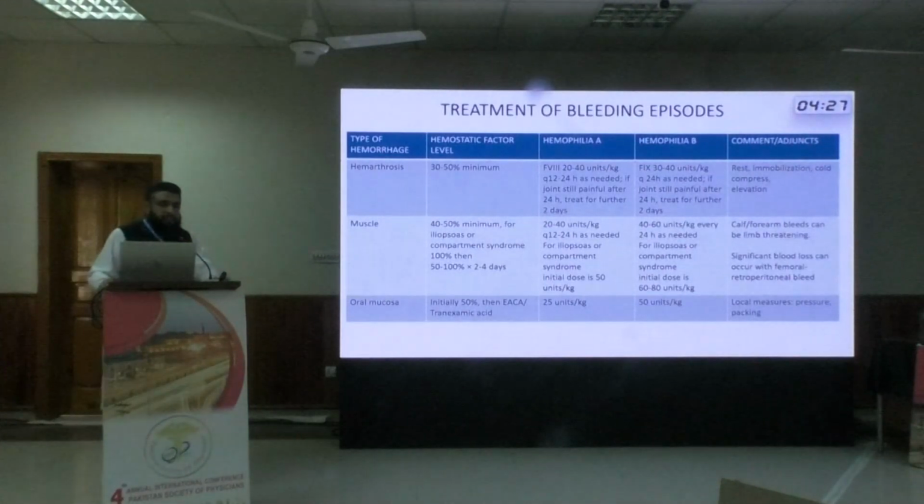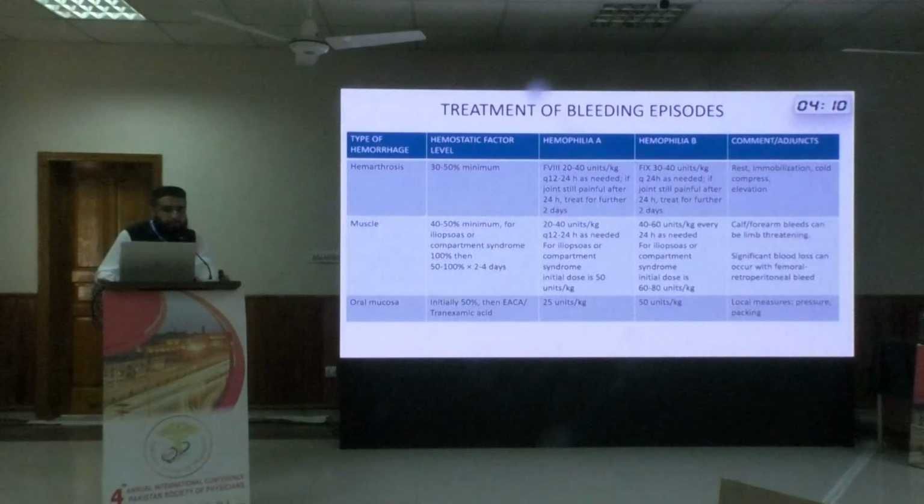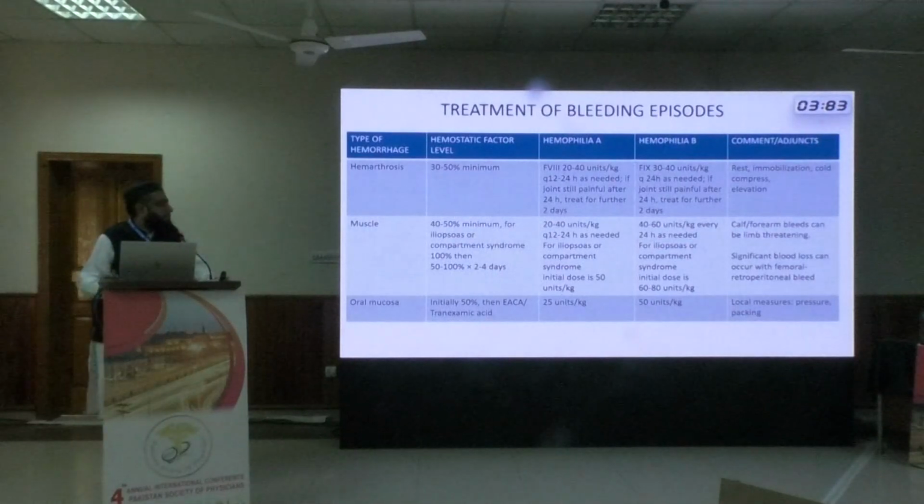In muscle bleeds, the serious part is that if the bleed is into a compartment like the forearm, calf, or iliopsoas, it can be limb threatening. So these patients should receive immediate factor 8, and the level should be maintained for 2 to 4 days in severe cases. In oral mucosal bleeds, local therapies like pressure, bandages, and packing can be done along with antifibrinolytic therapy, and factor 8 can be given as per the mentioned doses.